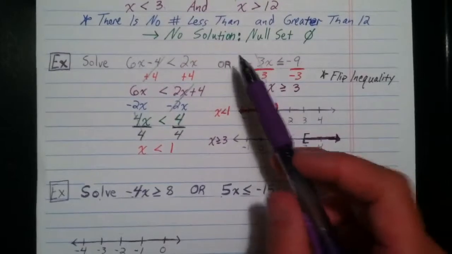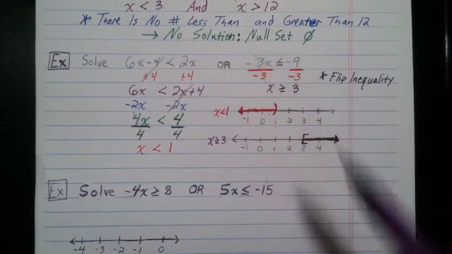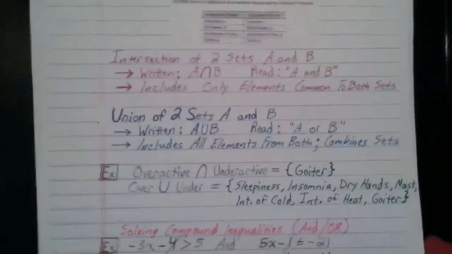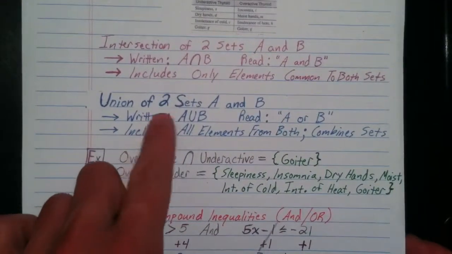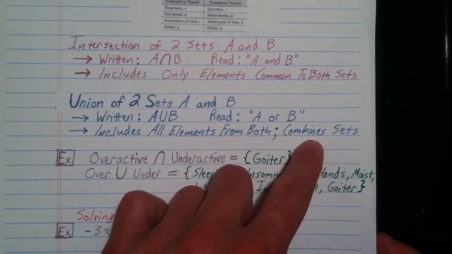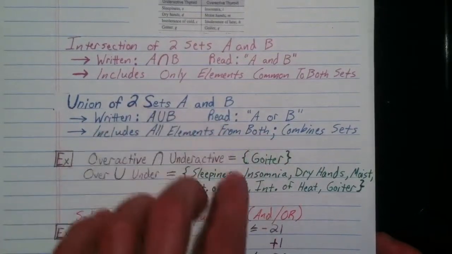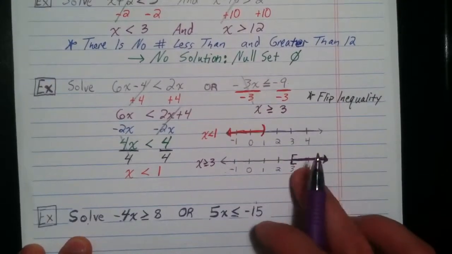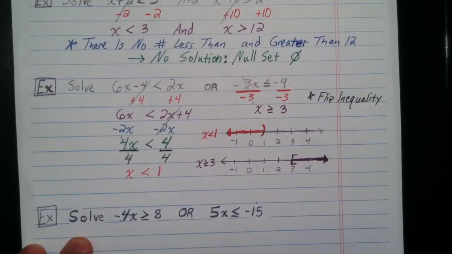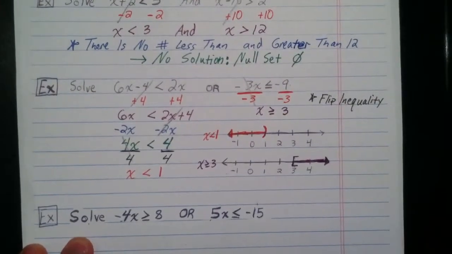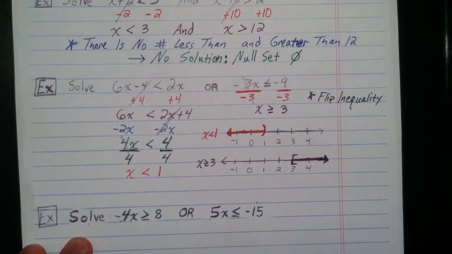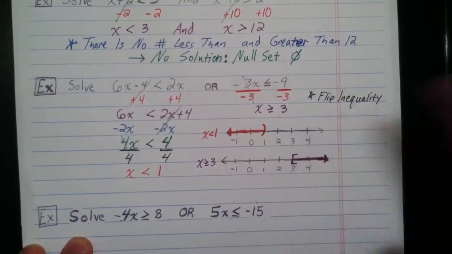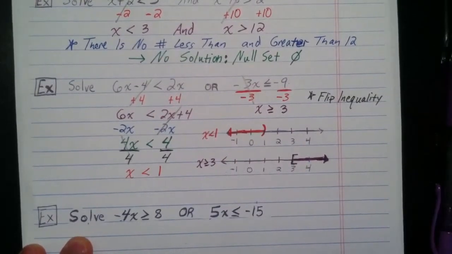Now we have to take into consideration the word in between them, an OR situation. That's a union. Going back to the notes that we just did on the other page, the union is when we combine our two sets. We want to take all the elements from both sets. So if we were to take this graph and combine it with this graph, what would we have? There's nothing that overlaps between the two. So we would just end up having a graph that would have this piece on it and this piece on it.